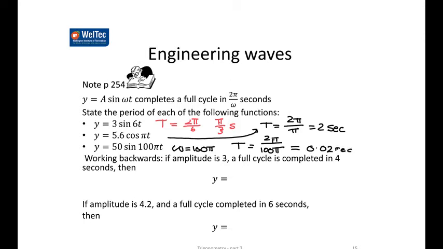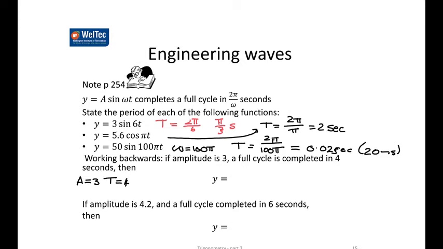Now sometimes it might actually be better to write that instead of 0.02 seconds, it might be read better, and we'll see, to write that as 20 milliseconds. Now, what if we're given the other information? What if we're working backwards? The amplitude is 3 and a full cycle is completed in 4 seconds.